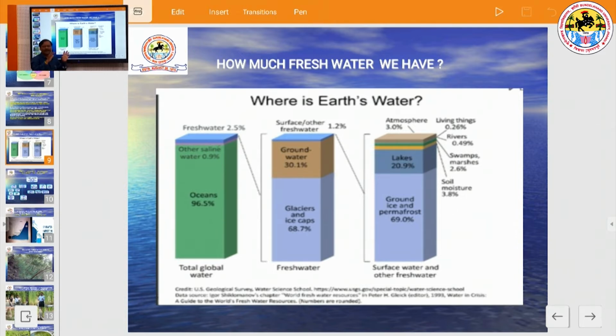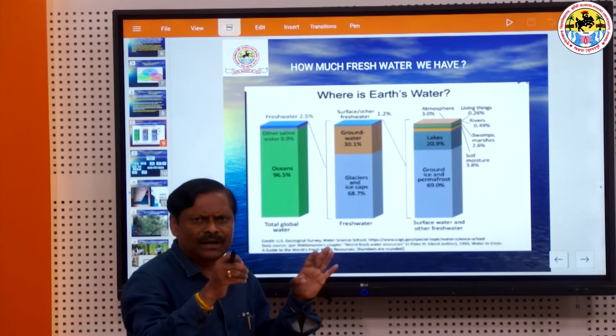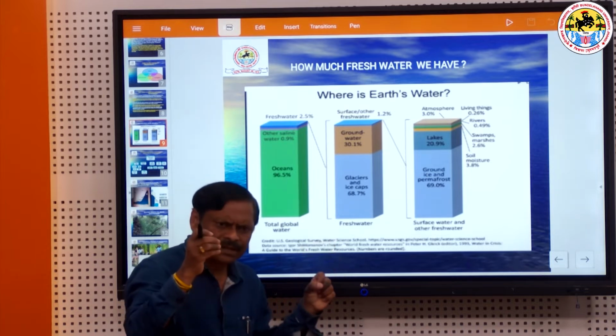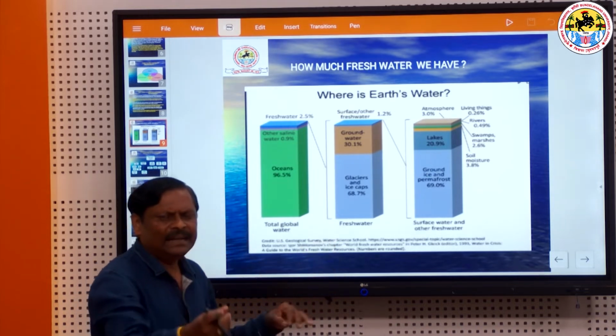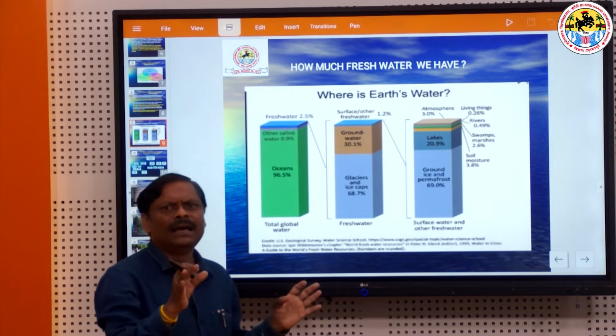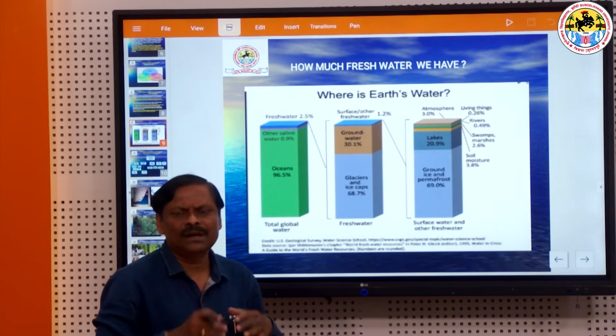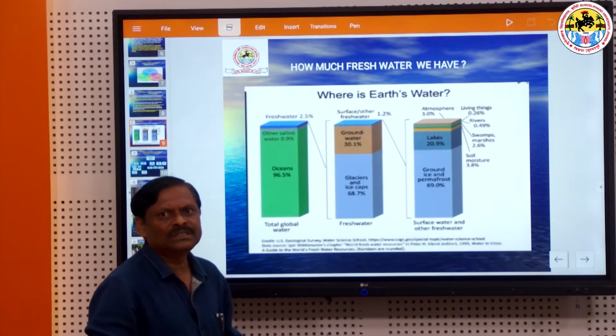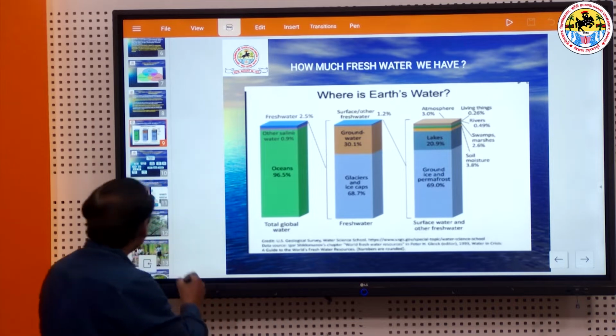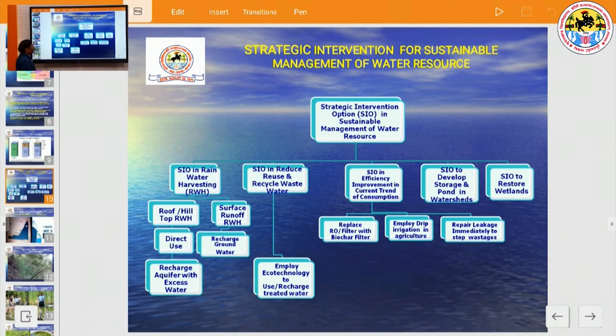This is a very minimum, very scanty amount of water. You can say this is very little water to support our whole population, which is growing rapidly. So, looking at the present trend and the issues, we have to manage our water resources very judiciously, and for that we have to go for strategic intervention for sustainable management of water resources.